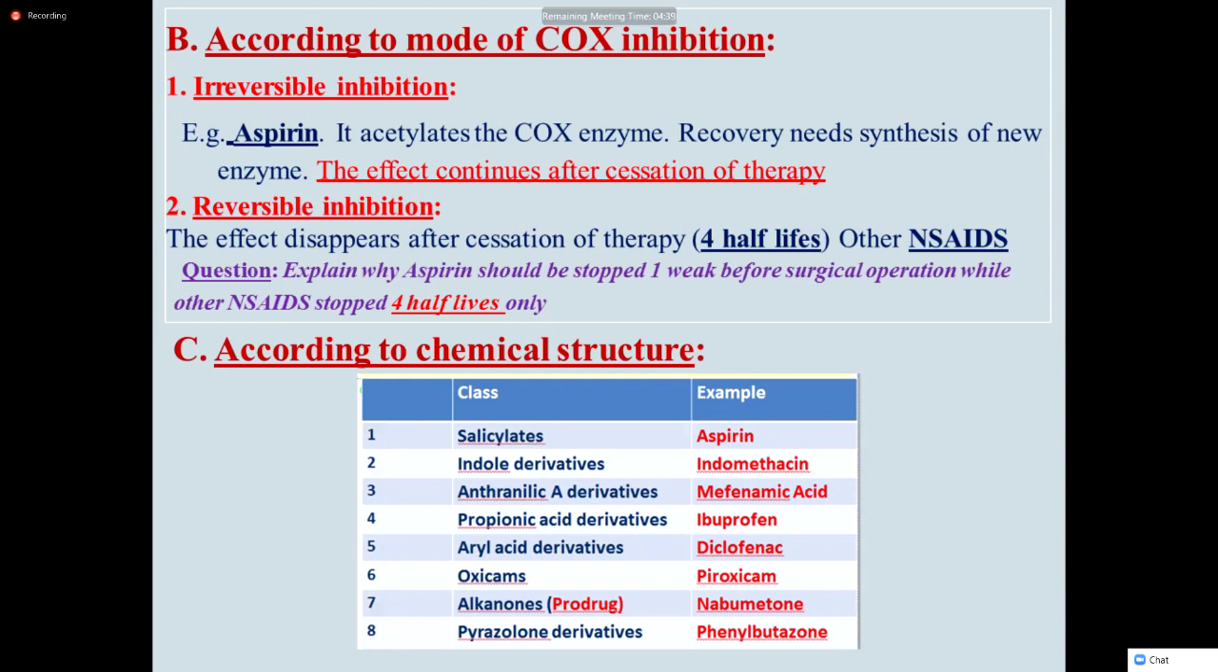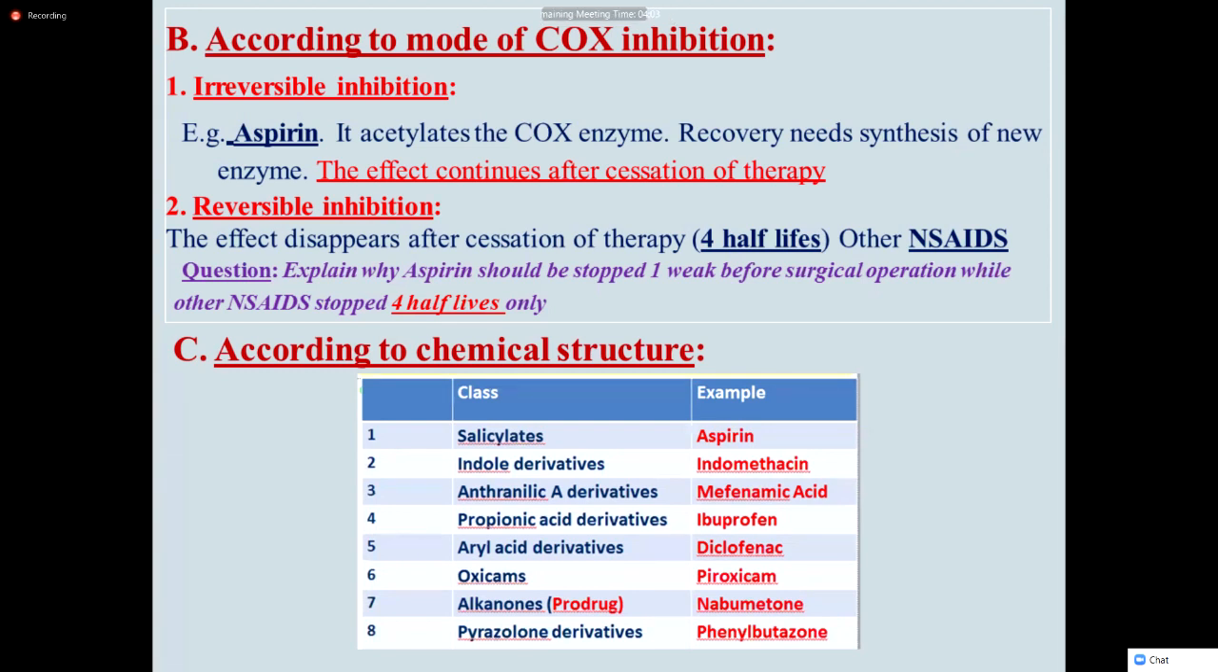Then based on the mode of cyclooxygenase inhibition, they can be classified into irreversible or reversible inhibition. Irreversible means those which bind to the COX enzyme and will not leave it free. Only one drug is there, that is aspirin. It acetylates the COX enzyme, and then it will not be recovered. For recovery, the body has to produce new enzymes. The second one is reversible inhibition, which applies to all the other drugs. After some time their effect will be abolished.